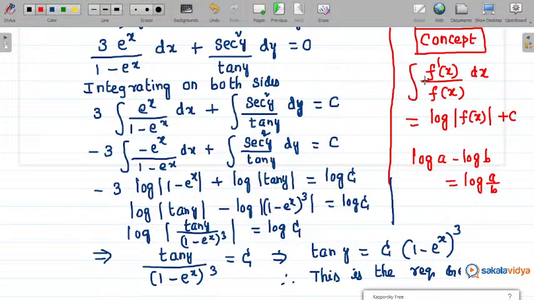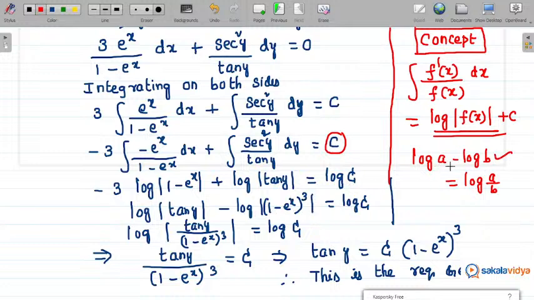Both are in the form of integral f'(x)/f(x) dx, that is log f(x) + c. So −e^x is the derivative of 1 − e^x, so we can write log|1 − e^x|. Now plus log|tan y| is equal to the constant; we can write the constant in any form, so log c. Now rearranging the terms, log|tan y| minus this can be written as log|(1 − e^x)³| is equal to log c.